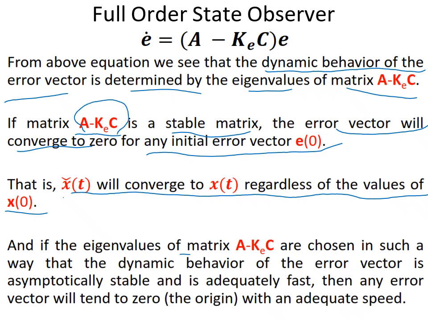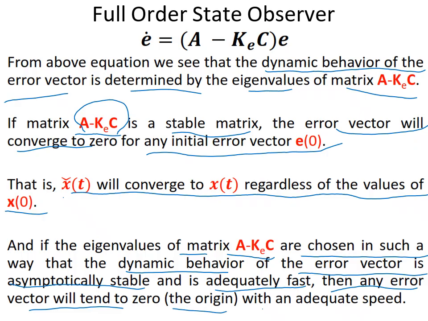If the eigenvalues of matrix A minus KeC are chosen in such a way that the dynamic behavior of the error vector is asymptotically stable or critically stable and is adequately fast in response, then any error vector can reach 0, the origin, with an acceptable speed.